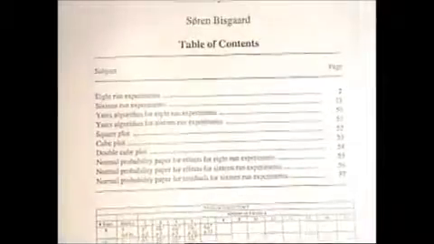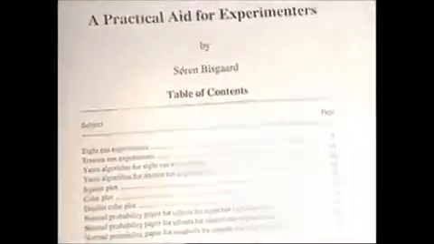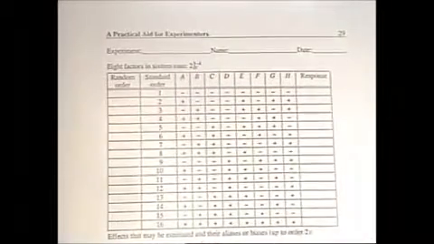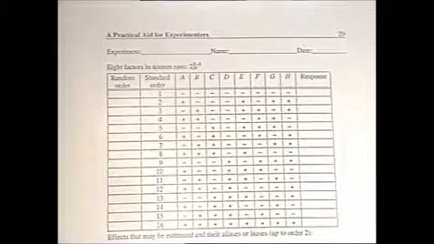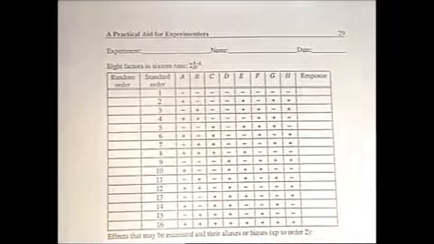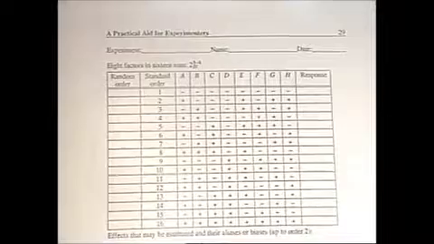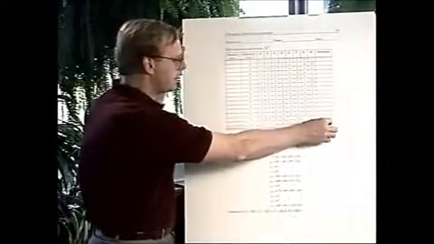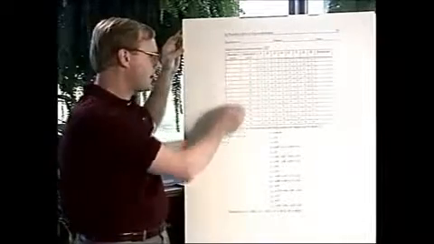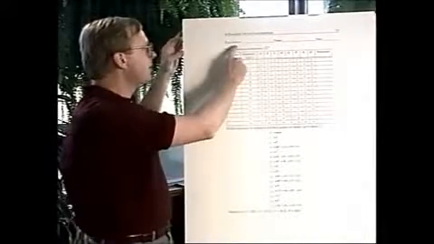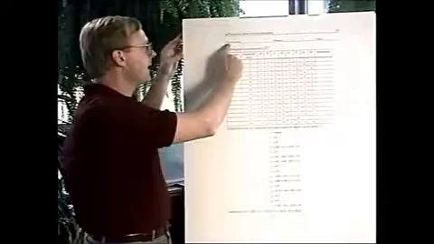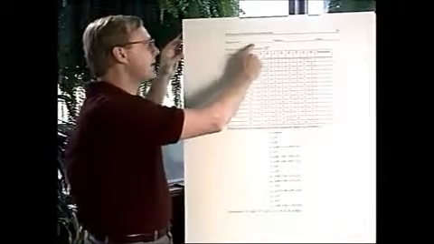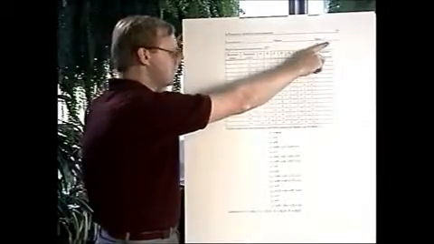So then if we turn to page number 29 of the table, you'll find a design template that looks like this. Here is the design matrix with all the pluses and minuses, and then there's a blank column here for writing in the responses, and a blank column for writing in the random order. At the top, for good record keeping, we have made a line here for naming the experiment, your name, and the date of the experiment.